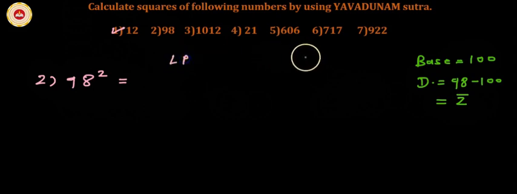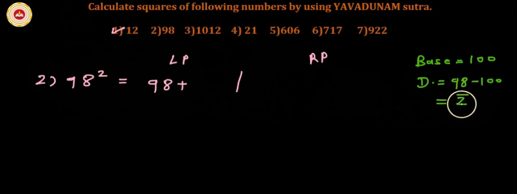Left part and right part. Let us draw a slash here. Correct? Now friends, what is left part? How to calculate left part? Given number 98 plus deviation, which is minus 2. See, what is left part? Add deviation of a given number to given number only. That is left part. Right? Right part is deviation squared.